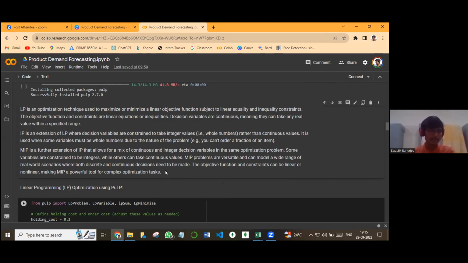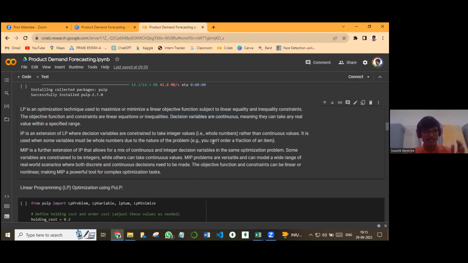LP is nothing but linear programming, which is an optimization technique to maximize or minimize a linear objective function. Basically, all of them have an objective function and a certain set of constraints. They take in values from the data set and apply objective functions and constraints to them to get the optimized solution. LP is used when the decision variables are continuous.